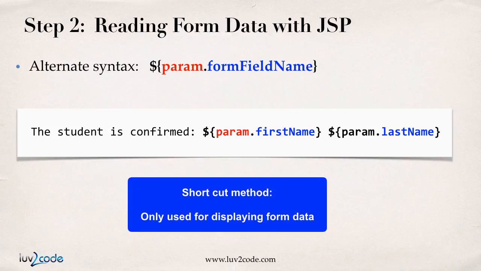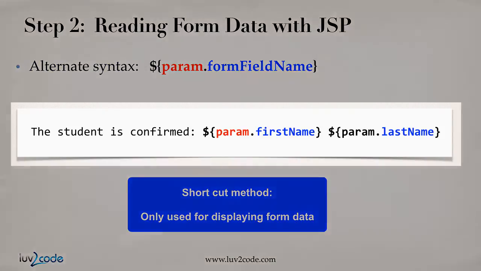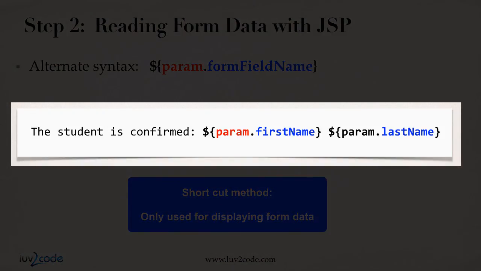Next, here's an alternate syntax for reading the form data. So you can make use of this dollar curly brace, and then you can say param.formFieldName. So a simpler way of writing this page is the student is confirmed, and then we simply say dollar curly brace param.firstName. And a similar thing here, dollar curly brace param.lastName.